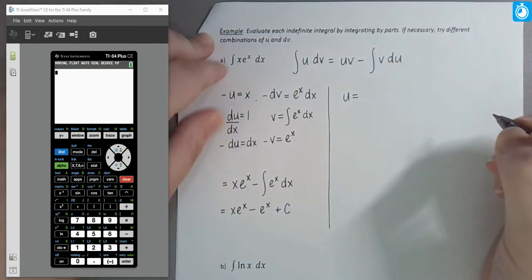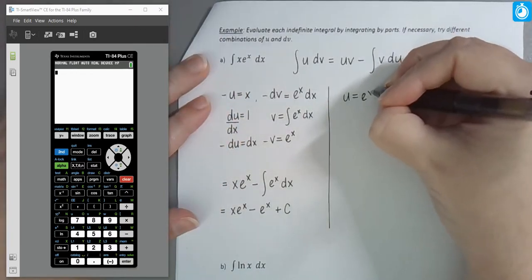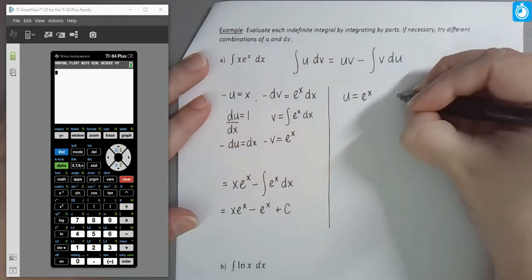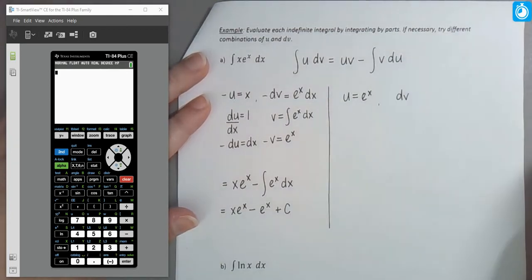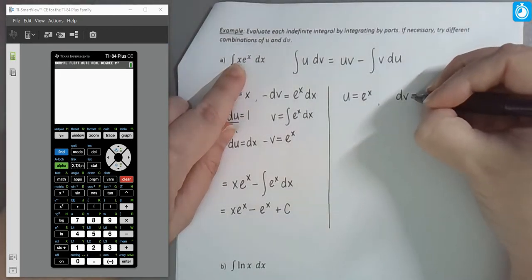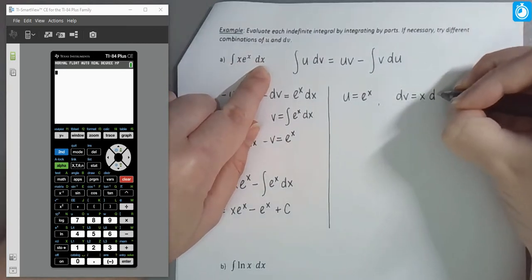Suppose instead of letting u be x, maybe we let u be e to the x. Again, what is u going to be? It's going to be something that we can take the derivative of. That means dv is going to be everything else. So it would be the remaining function of x, which would be x, and the differential.